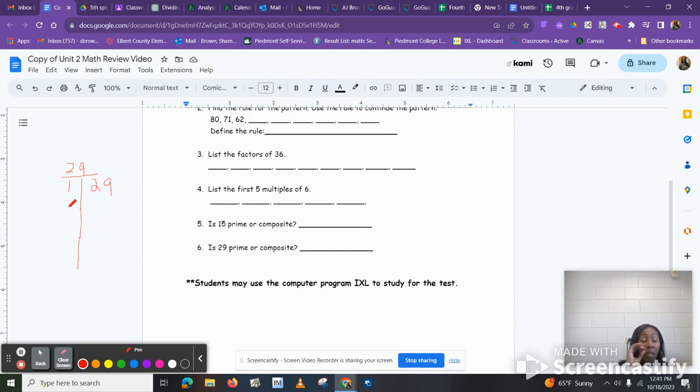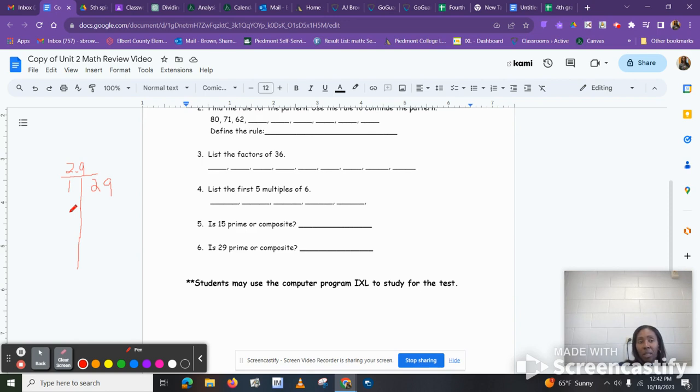Now I ask myself, what about 3? Can I multiply anything by 3 to get 29? Well, to find out if a number is divisible by 3, we could just add the sum of these 2 digits together. So 2 plus 9 is 11. And 11 is not a multiple of 3 because I can't count by 3 and hit 11. So that means 3 is not going to be a factor for 29.